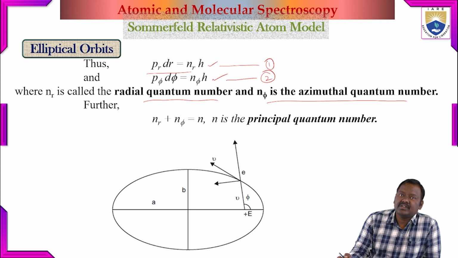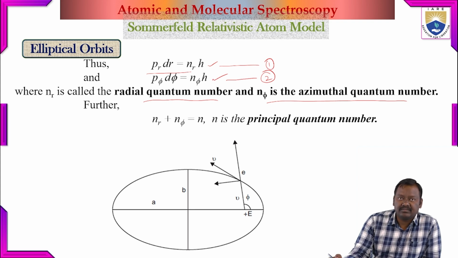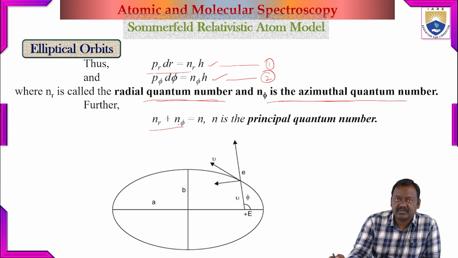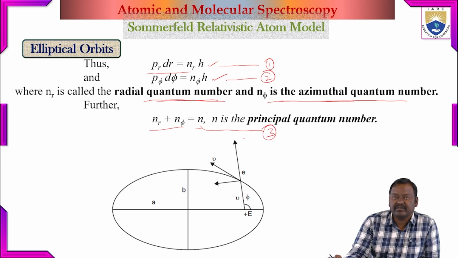In the earlier lecture on Bohr's atomic model, there is only one quantum number n, that is the principal quantum number. But here the principal quantum number is distributed into two components: one is the radial quantum number and the second is the azimuthal quantum number. The sum of these two quantum numbers, n_r plus n_phi, must be equal to n, the principal quantum number. Let this be equation number 3.